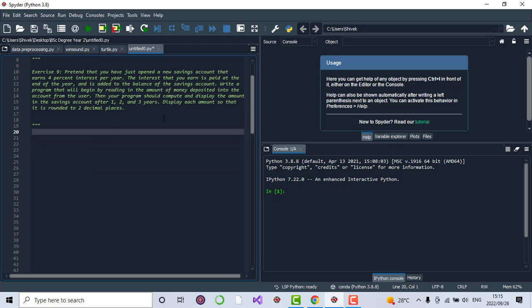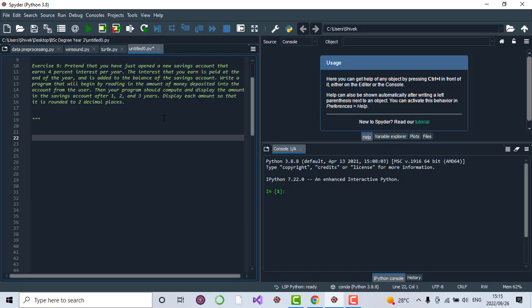Okay, we have exercise 9. Pretend that you have just opened a new savings account that earns 4% interest per year. The interest that you earn is paid at the end of the year and is added to the balance of the savings account. Write a program that will begin by reading in the amount of money deposited into the account from the user. Then, your program should compute and display the amount in the savings account after 1, 2, and 3 years. Display each amount so that it is rounded to 2 decimal places.